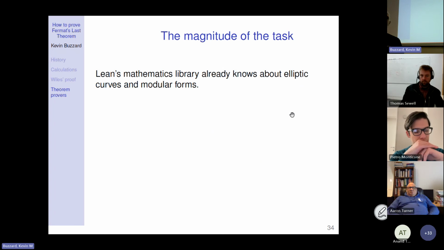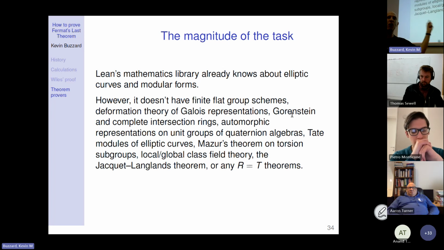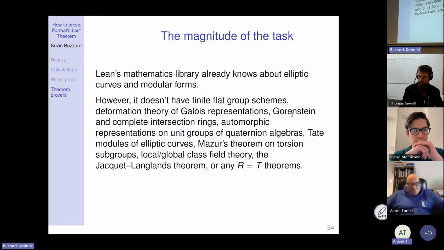So last but one slide, Lean's maths library already knows the two key players, elliptic curves and modular forms, but there's a whole bunch of things that we need that it doesn't know. So this is my proof that you can't formalize the statements of modern number theory, because here's just a whole bunch of random buzzwords, all of which are missing, and before we prove theorems about Galois representations, we're going to have to state what a Galois representation is.